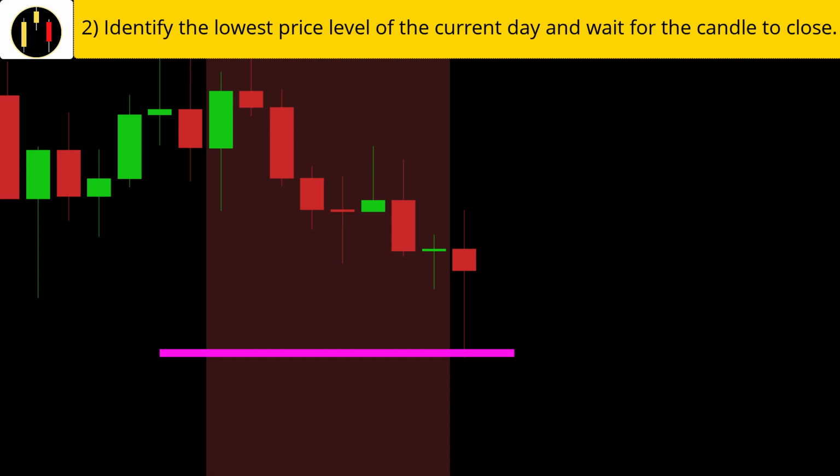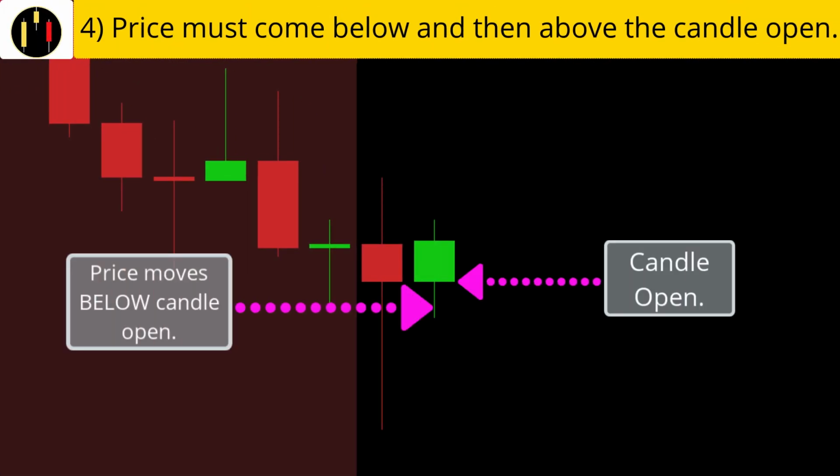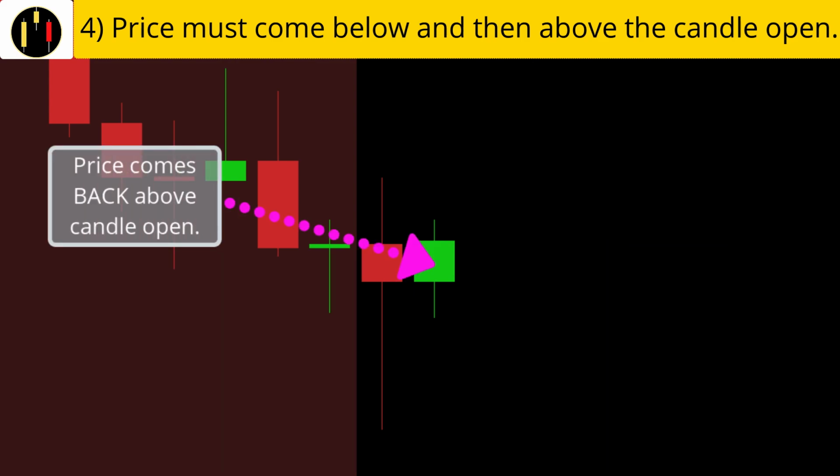Second, we must identify the lowest price for the day and wait for that candle to close. Third, the next candle must be the lowest open for the entire session day, so we can see no candle open lower than this one for the entire day. Fourth, the price comes below the candle open but does not make a new daily low, and then the price comes above the daily open.